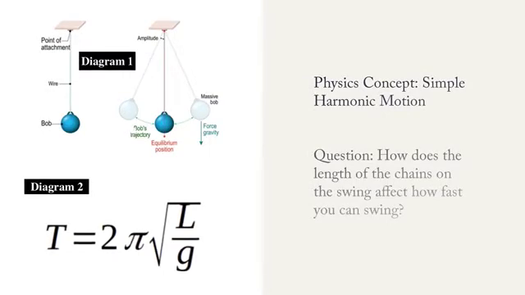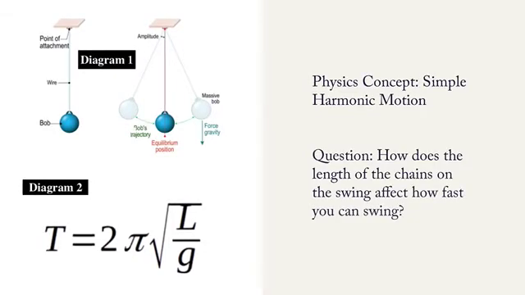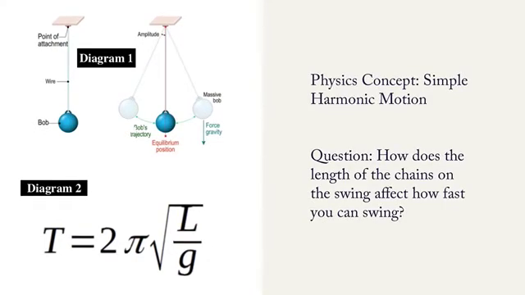If you pull the swing back at a small angle, the time it takes the swing to move back and forth is the same time it takes if the angle is very large. The time it takes the swing to move back and forth is called the period, and the equation is shown in diagram 2. This equation means that the period equals 2 pi times the square root of the length of the chain divided by the acceleration due to gravity.